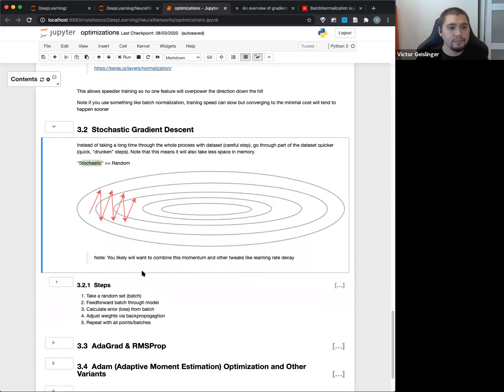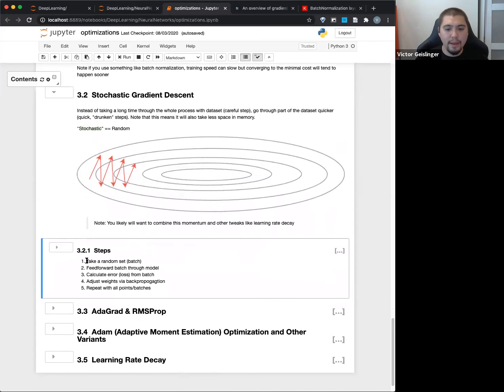Okay. So the steps, when you do stochastic gradient descent: you take a random batch, some subset of the full data. You feed it forward through your model. You calculate the loss from that batch, adjust the weights via backpropagation, and then repeat the whole thing. So this is your epoch right here. You're doing one epoch, but only on a subset of the data.